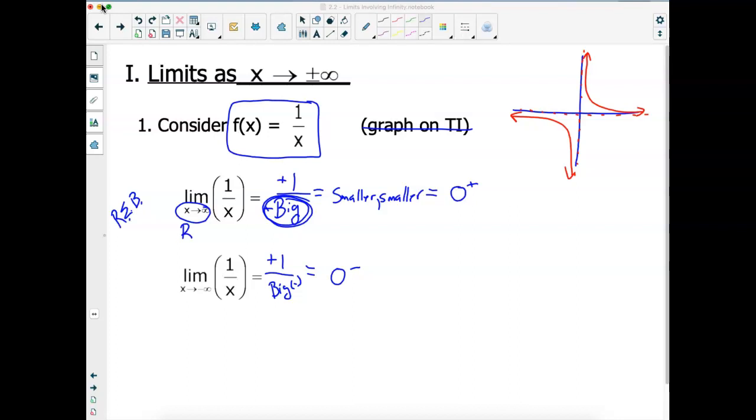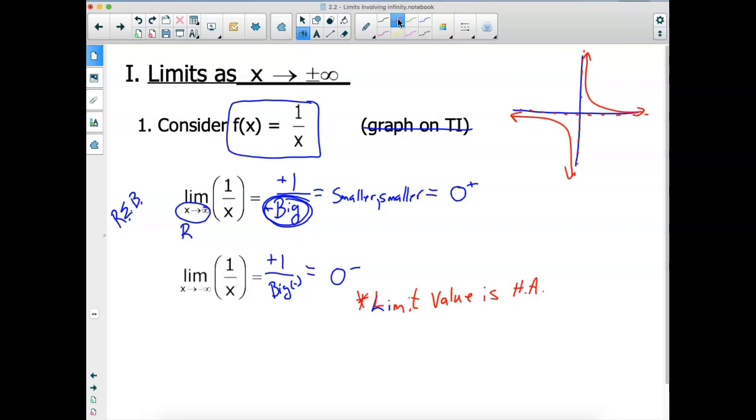The limit in this case for these, my limit value, is the horizontal asymptote. Okay, where's my horizontal asymptote? Oh, it's at y equals 0. My limit value was 0. Sometimes from the top, sometimes from the bottom. Okay, no big deal. That's what we're looking at on that one.